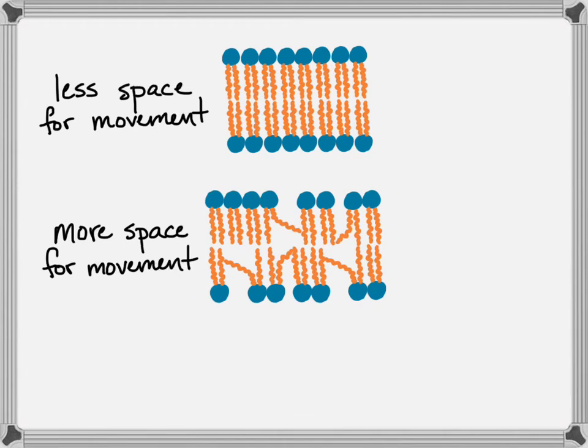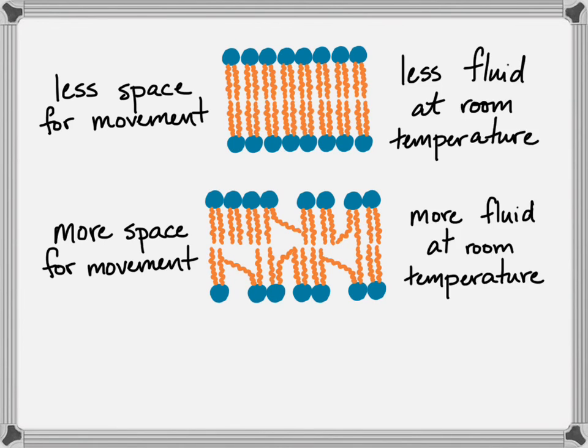So more unsaturated fats means more space for movement. That's great for cold environments. If there's more saturated fats, there's less space for movement, and that's really good for warm environments, so that the overall movement within the membrane stays at the ideal fluidity or viscosity for each organism's body temperature.